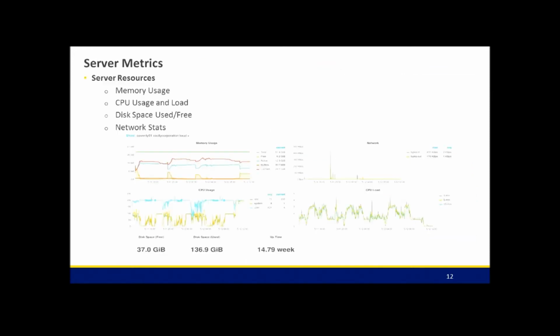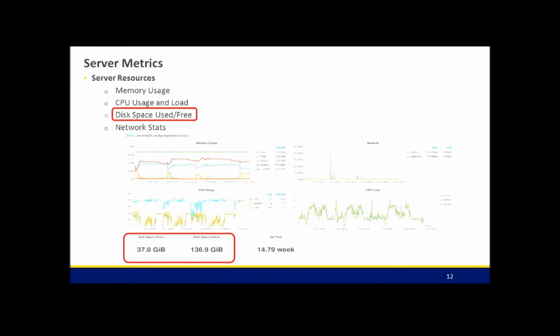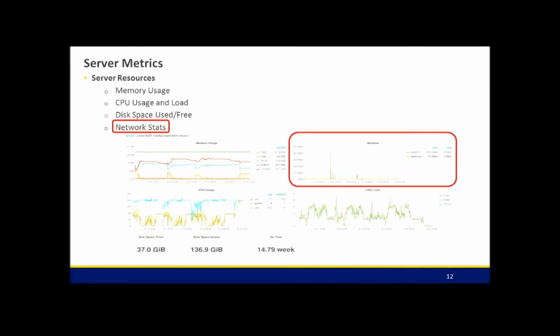So going back to the server metrics, right now we have some of the basics in. Xactly has other tools for monitoring these, but by having them available as dashboards, they can be easily correlated with other metrics that we're tracking. Here we have memory usage, CPU usage and CPU load, disk space used and free, and network stats easily available to view.